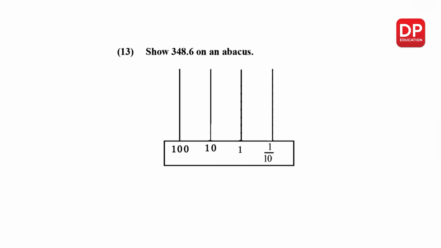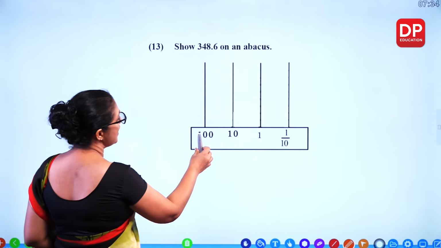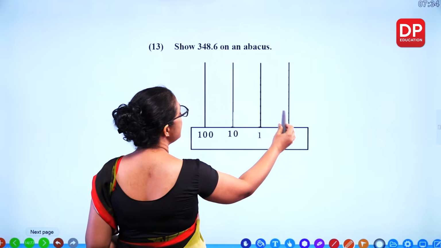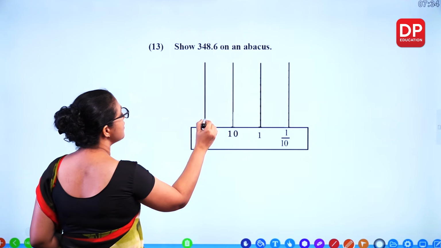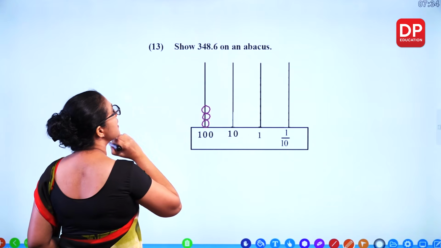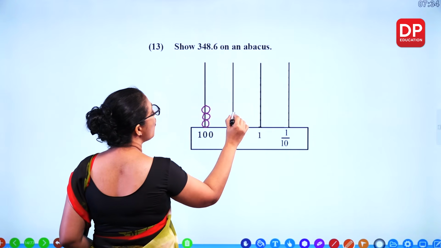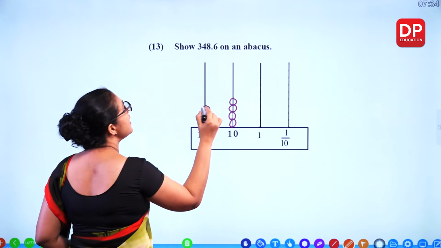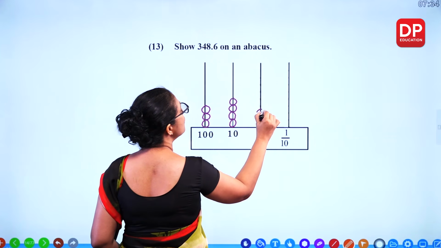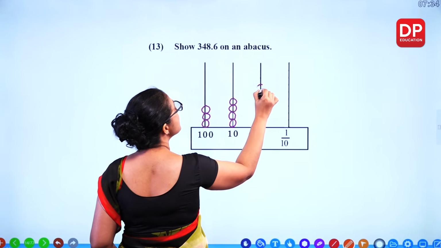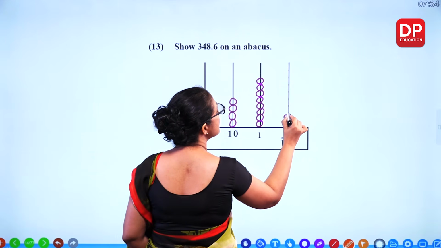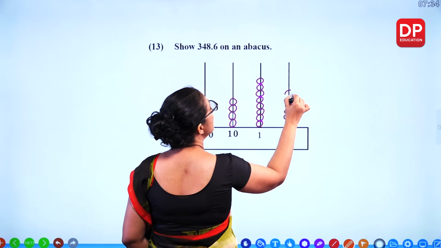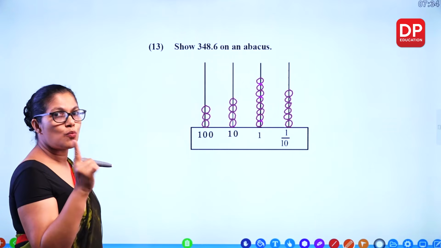Now show 348.6 on an abacus. So this is hundreds place, tens, ones and tenths place. So we can mark it. 300, that means 3 beads in hundreds place. 4 in tens place. And 8: 1, 2, 3, 4, 5, 6, 7, 8. 8 in ones place and 6 in tenths place, 1 decimal place.